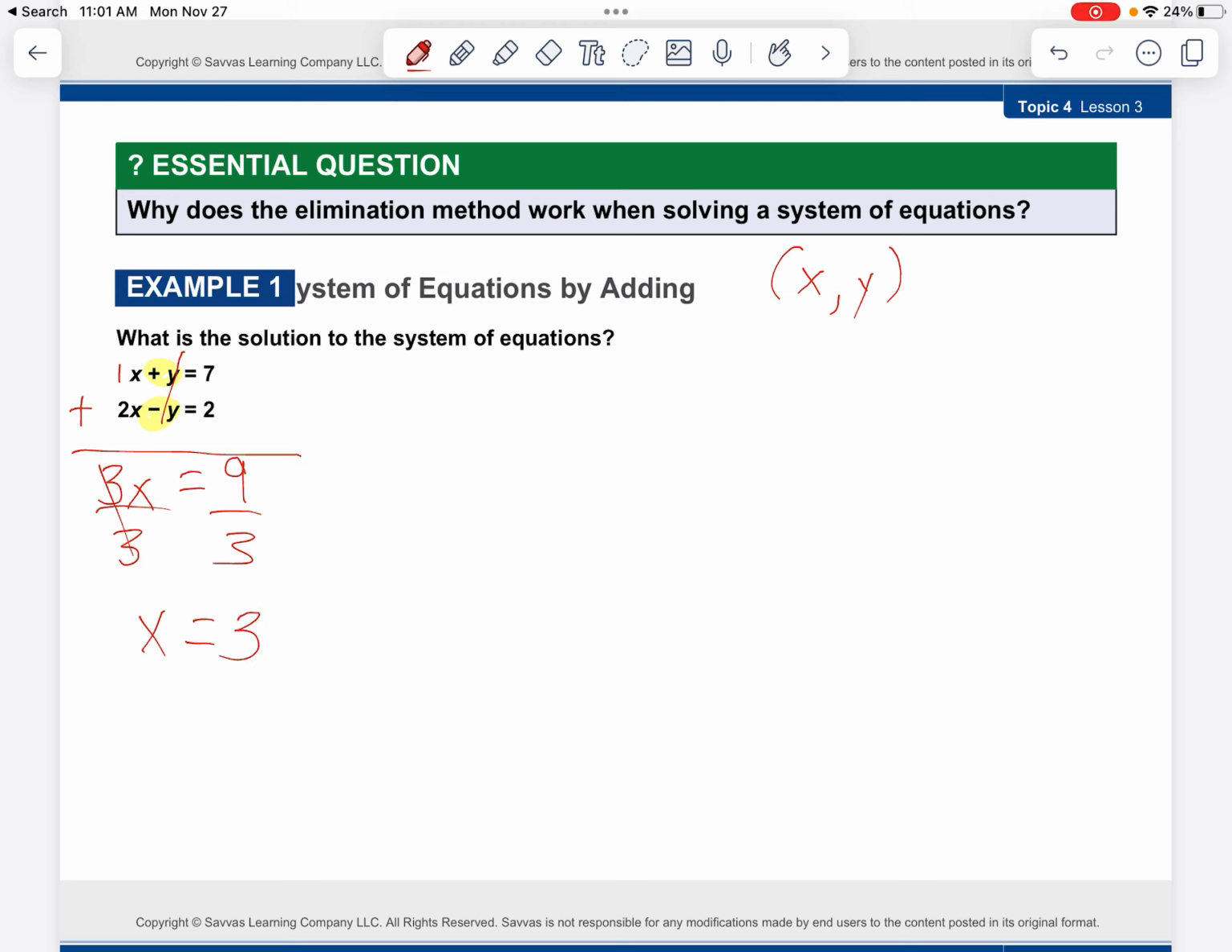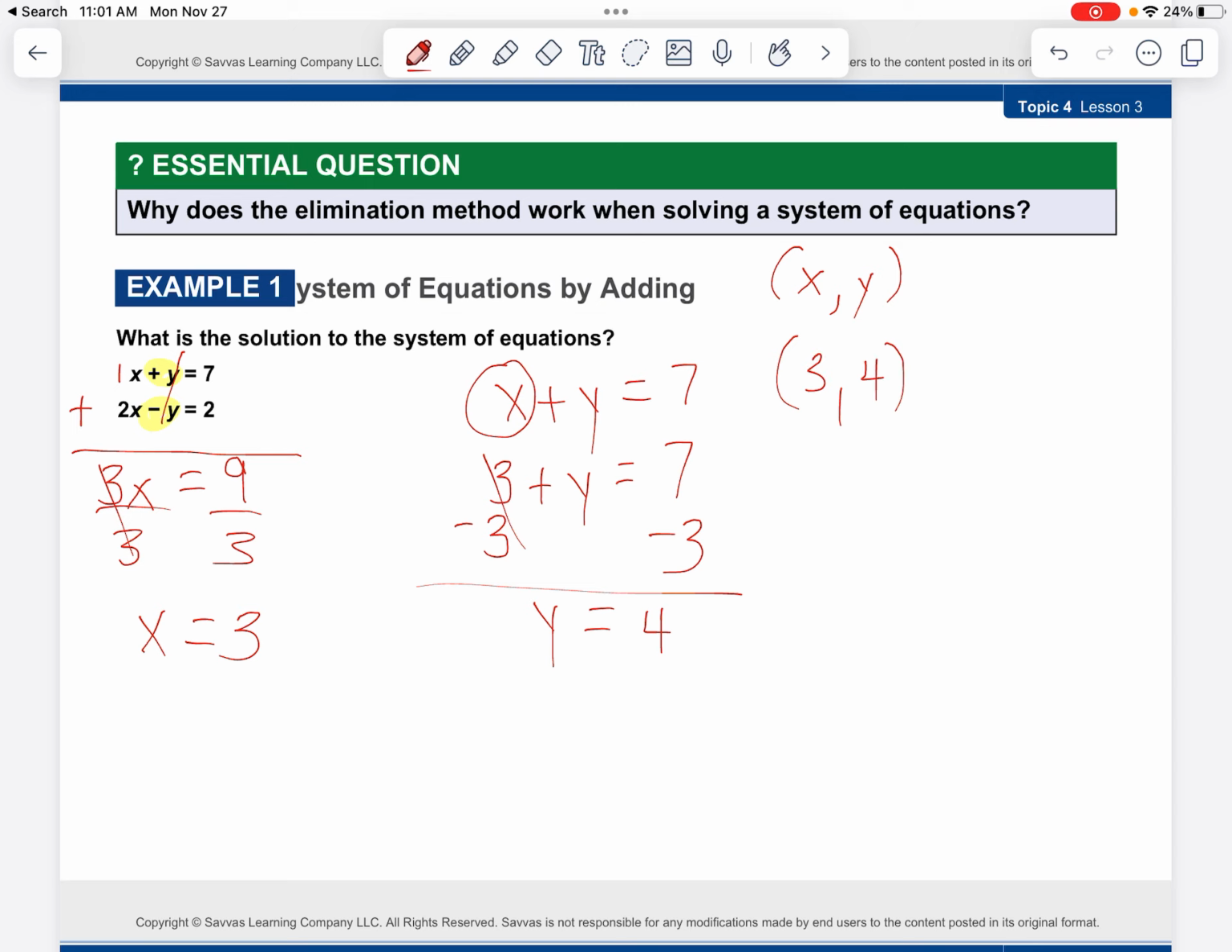We're now going to find y by taking the x of 3 and plugging it into one of the original equations. So one of the original equations is x plus y is equal to 7. It's the first equation. So if I substitute x with 3, I can now find y by subtracting 3 on both sides. And I see that y is positive 4. So my solution written as an ordered pair is 3, 4.